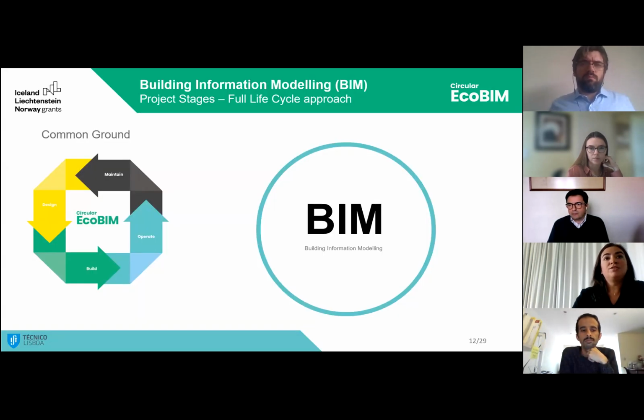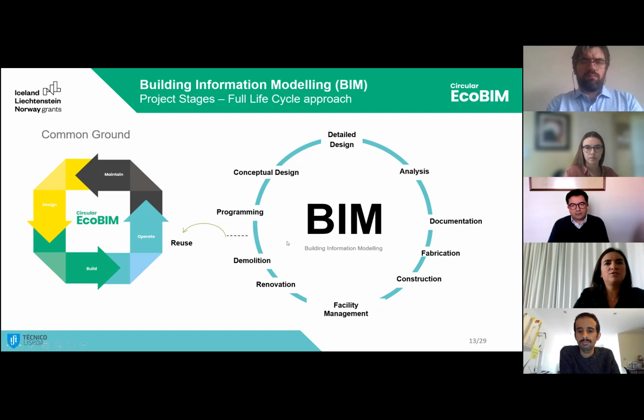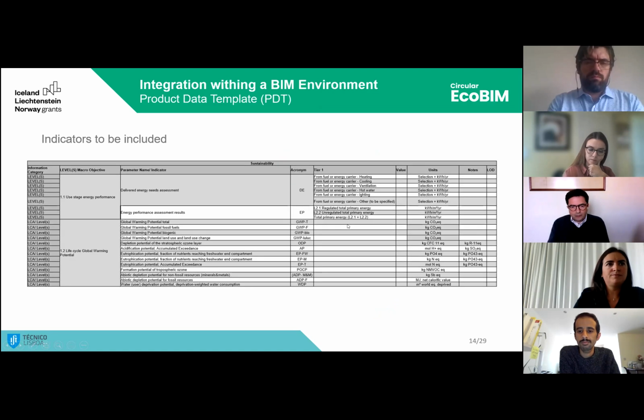BIM is also a full life cycle approach covering all stages of the project, keeping the data in one single model or several models connected to each other, from programming to conceptual design, detailed design, analysis, documentation, fabrication, construction, facility management, renovation, and the possibility of reuse, and especially for the information to be kept and consulted by all parties involved. We'll use BIM as a common ground.